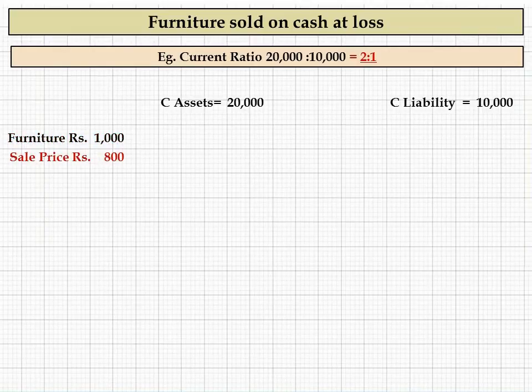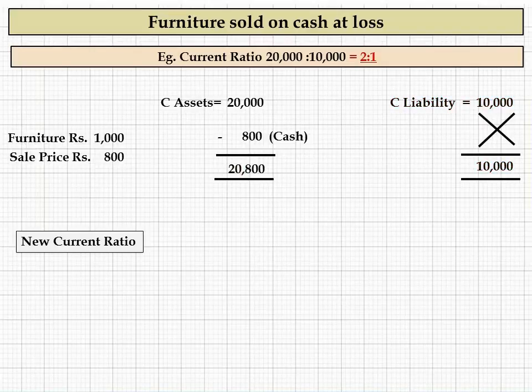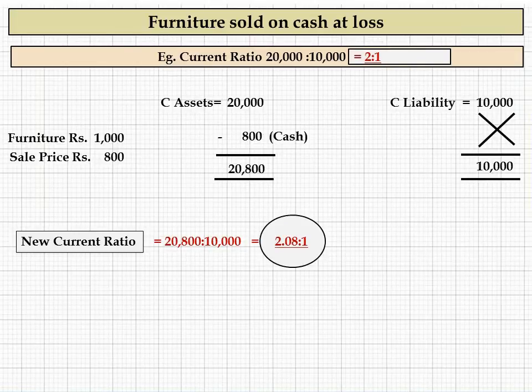So what will be the effect on current assets and current liabilities? We have sold the furniture for cash. It means it will increase our cash by rupees 800. And it's not going to affect our current liabilities. So new current assets will be 20,800 is to 10,000 rupees. Means the new ratio will be 2.08 is to 1. It means it will improve our current ratio.